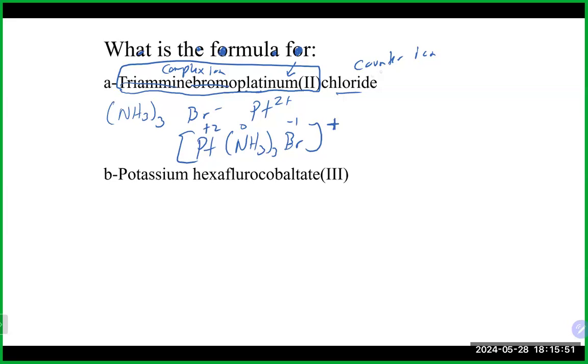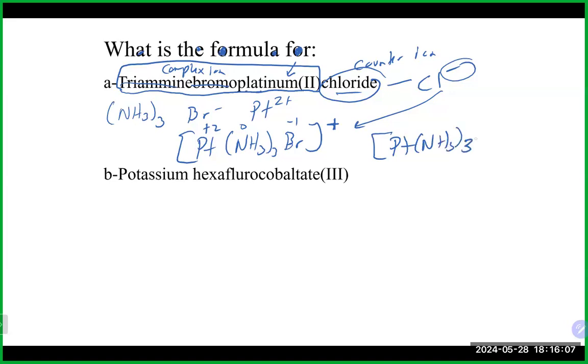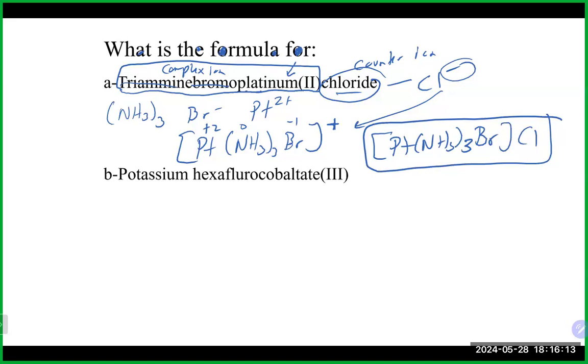And that's important because when I look at my counter ion, which is chloride, which is -1, that tells me I just need one of those to put it together and balance it. And then we could put it all together here: Pt, NH3, 3, Br, and Cl, in this case. Any questions on that one there?